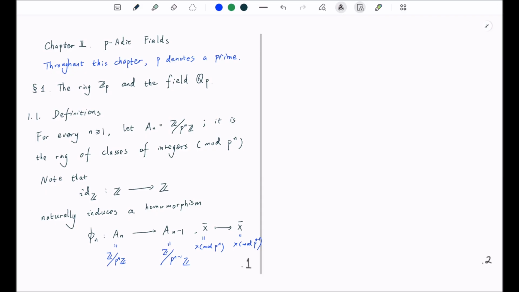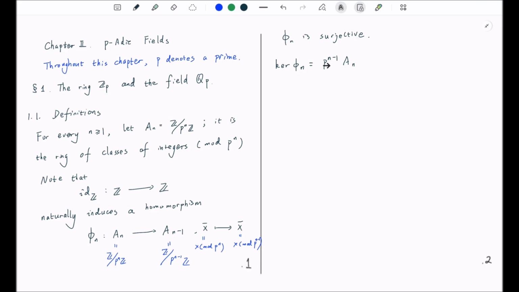The map phi sub n is clearly surjective, but it is not injective. And as a ring homomorphism, one may want to ask, what is the kernel of phi sub n? It's not hard to see that the kernel of phi sub n is p^{n-1} A_n. Namely, those integers in A_n that are multiples of p to the power n-1.